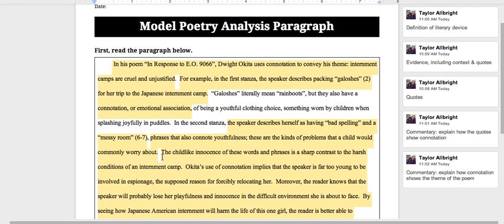So now that we've broken down all of the elements of a good analysis paragraph, it's time for you to begin writing your own analysis paragraphs. Make sure to work with your peer tutor to ensure that you are developing paragraphs of the quality that you desire.